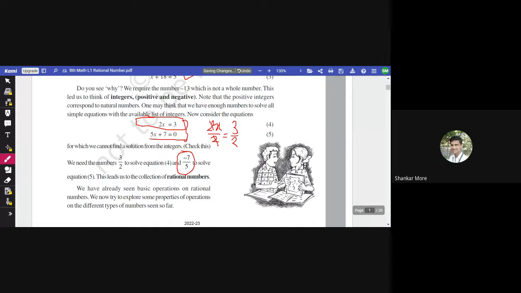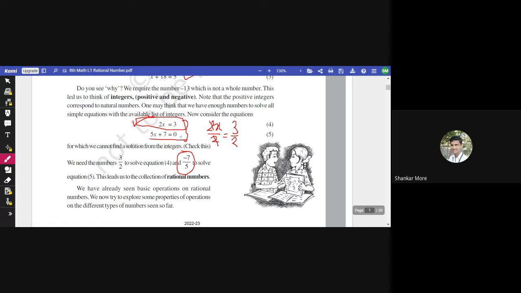Sir, I did not understand. Okay, I will repeat it. No problem. See, I guess you have not understood this one, right? First equation. तो मैं first equation को आपको एक बार फिर से explain करके बताता हूँ. Okay. So see, we have 2x equals 3.